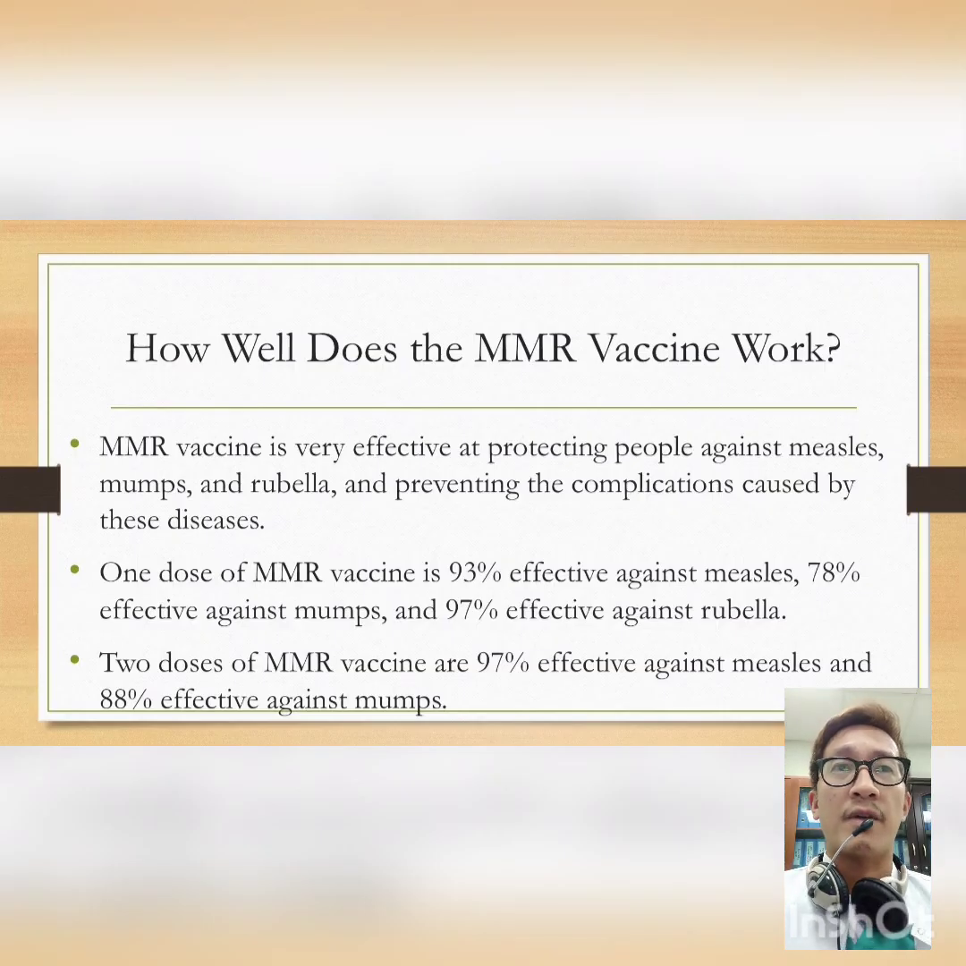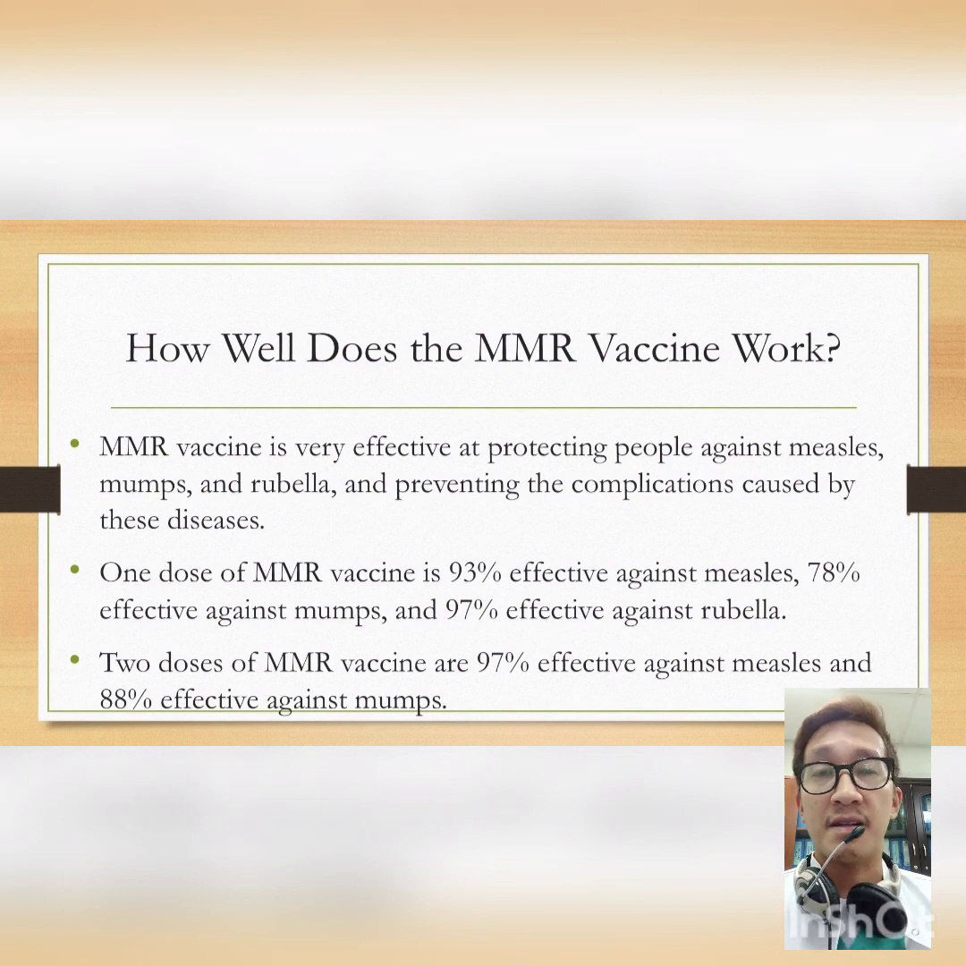How does our MMR vaccine work? MMR vaccine is very effective at protecting people against measles, mumps, and rubella, and preventing the complications caused by these diseases. 1 dose of our MMR vaccine is 93% effective against measles, 78% effective against mumps, and 97% effective against rubella. 2 doses of MMR vaccine are 97% effective against measles and 88% against mumps.